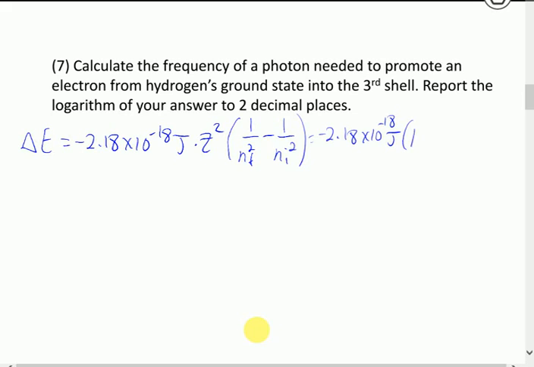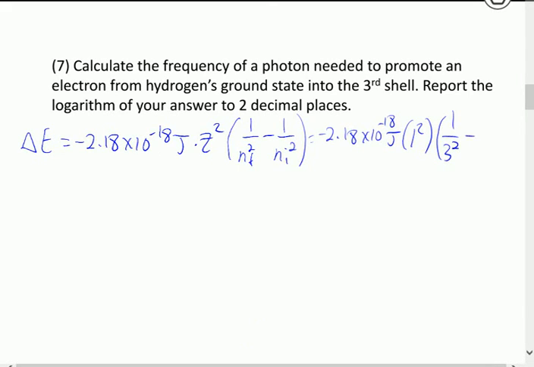Z for hydrogen is 1, so a lot of these are going to be just for the hydrogen atom itself, but if you're talking about an ion that has more than one proton, like He plus or lithium 2 plus, you have to adjust the value of Z accordingly, which is the number of protons in the nucleus, but hydrogen just has 1. And then the values of n. So we're telling you that we're promoting it into the third shell, so that's your final value of n, 3.